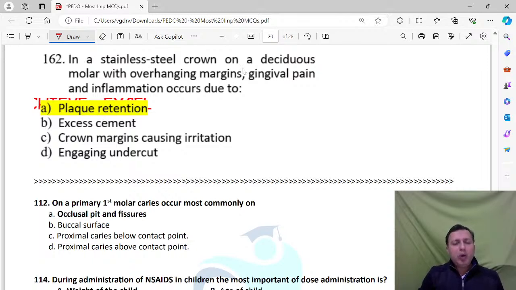Now, in a stainless steel crown on a primary molar with overhanging margins, gingival inflammation occurs. So why generally does the gingival inflammation occur around the stainless steel crown? The main reason is the plaque accumulation, and that is because of poor oral hygiene. Okay.